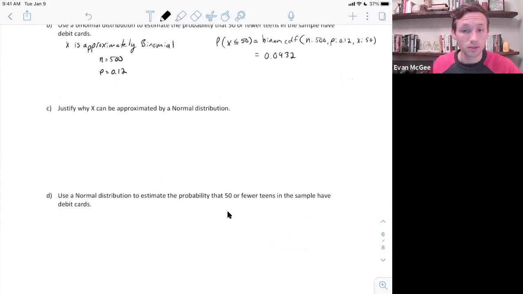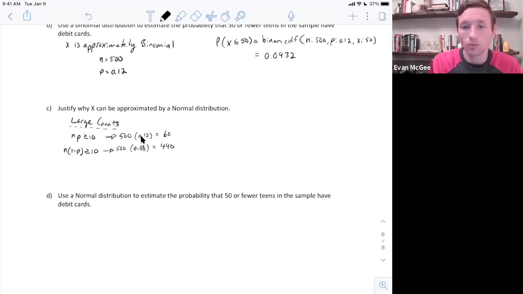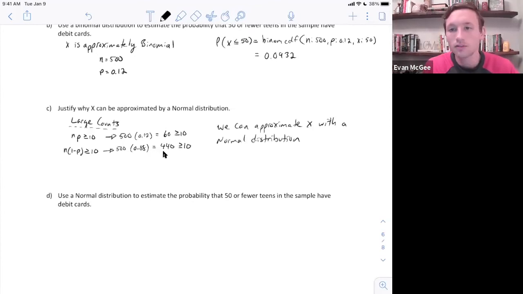Now I have to check the large counts condition. Large counts condition is simple. It's how many expected successes are there, n times p has to be greater than or equal to 10, and the expected number of failures has to be greater than or equal to 10. So if the probability of success is 0.12, that means the probability of failure is 0.88. So you can see there are 60 expected successes and 440 expected failures. Both of these are greater than or equal to 10, which means we can approximate this binomial distribution with a normal approximation. Now that we've checked the 10% condition and the large counts condition, we know that it's going to be normal, and we can do normal calculations.